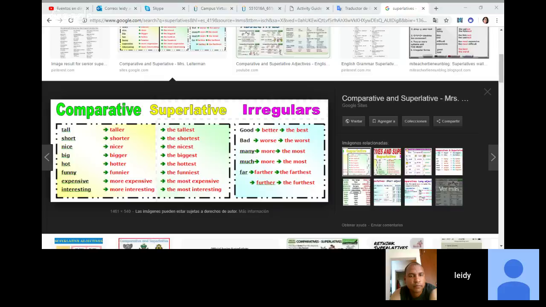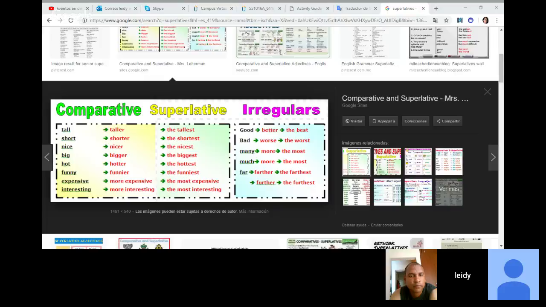Okay, how many syllables has "expensive"? Three. Excellent. When an adjective has 3 syllables or more, you write "more" before the adjective, and later "than." For example, when you are comparing 2 cars, you can say, the blue car is more expensive than the red car. Yes?